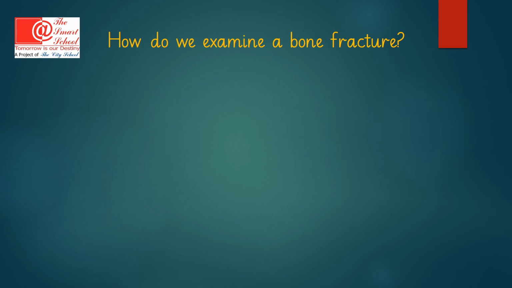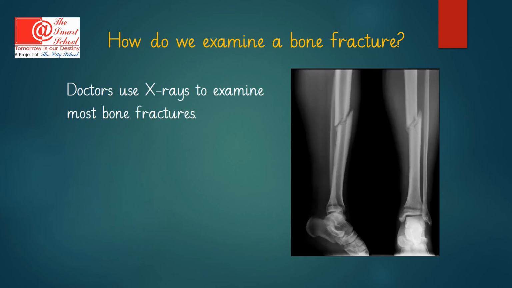How do we examine a bone fracture? How do we know if a bone is fractured? We know with the help of an X-ray. You can see the picture here shows a fracture. We cannot see directly as we have skin and muscles over the bones. So we use X-rays to get a picture of the bones, and then we can see if a bone is fractured or if it is alright.